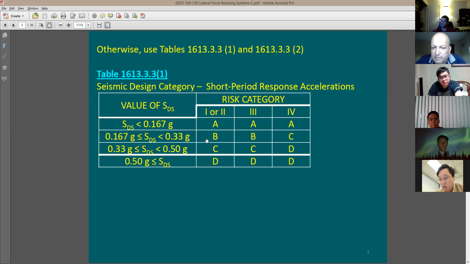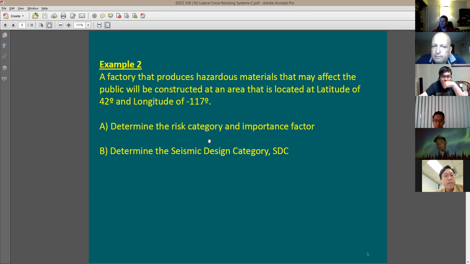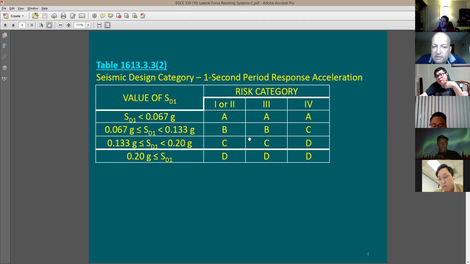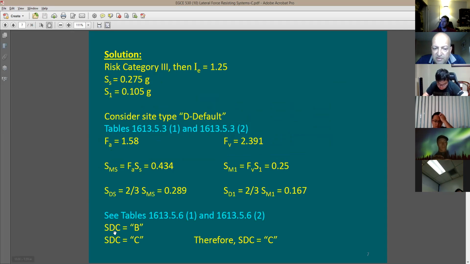For 0.29, we're going to be here. Risk category, what is the risk category again? 3. 3, which means we're going to be in seismic design category B. The next one is 0.17. So I'm going to go here to 0.17. We're going to be in this category. This category 3 means it's going to be C. So when we did the first test, it was B. Second test, it is C. So this is exactly what we have here. The first test is going to get you B. The second test is going to get you C. Your final seismic design category is going to be C.